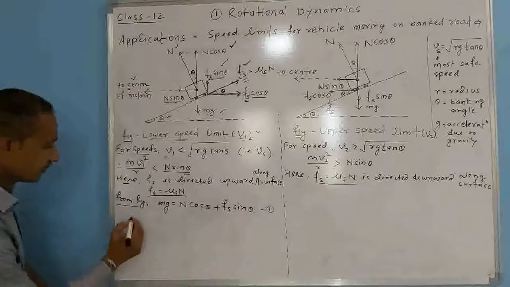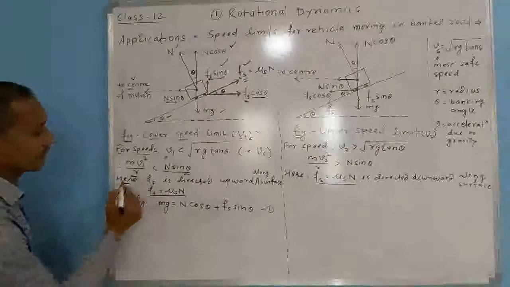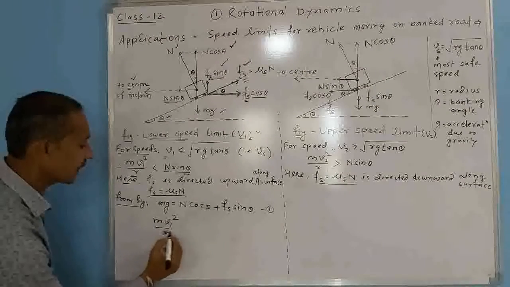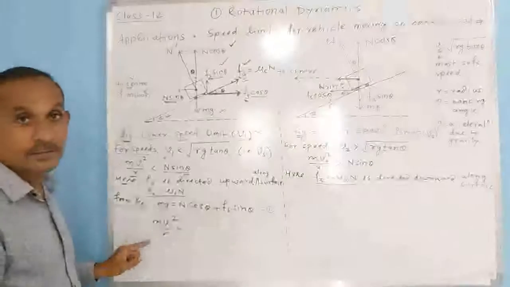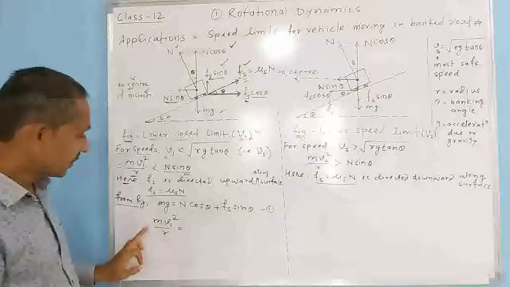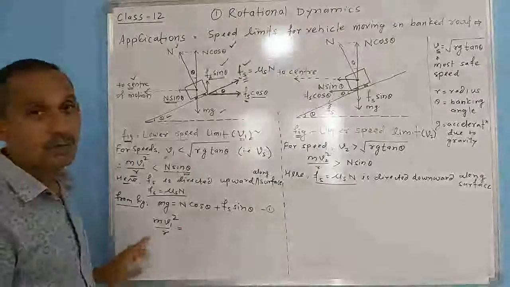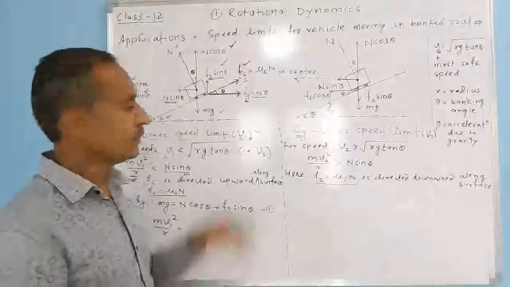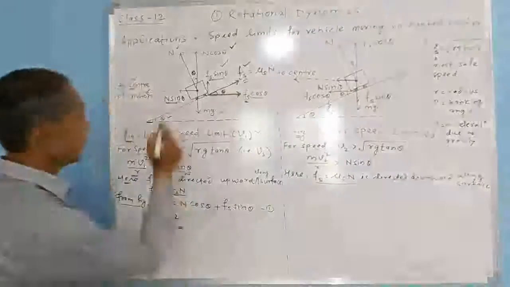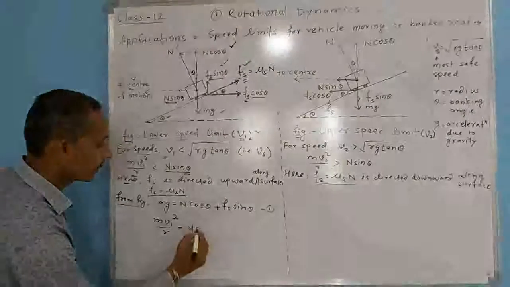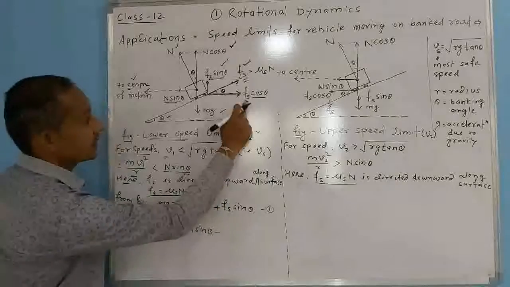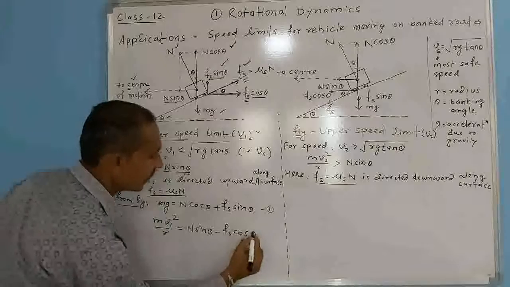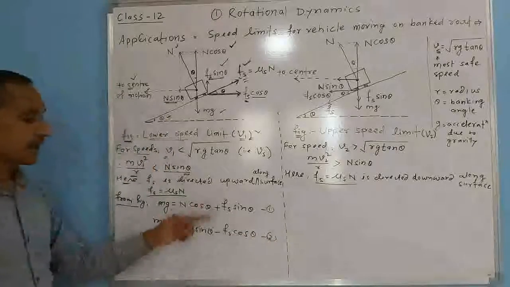And we know this is the necessary centripetal force, V1 square divided by R, in this circular motion. This required centripetal force is nothing but the difference between these two components, the difference between these two forces. That means N sin theta minus Fs cos theta. So these are the two equations.